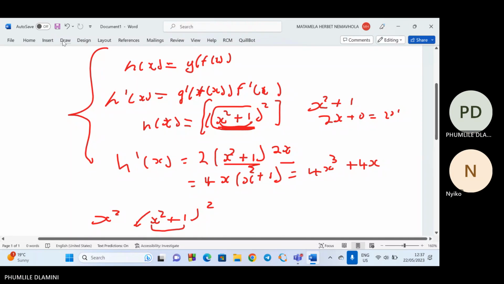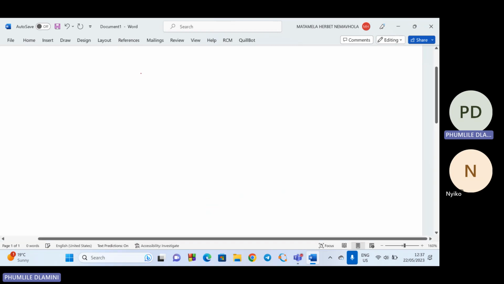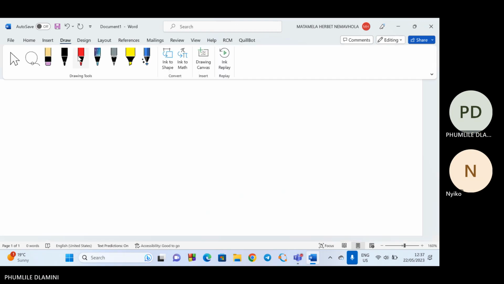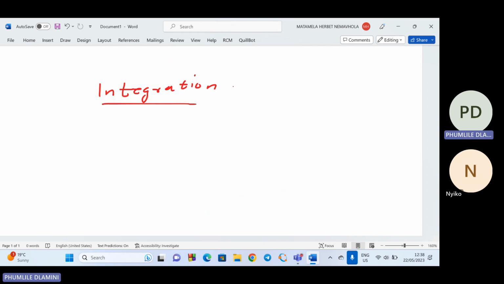With differentiation, you should try to do more exercises and examples. Then we're going to move to integration. So for integration, which is represented by this symbol, we are going to be checking the rules.